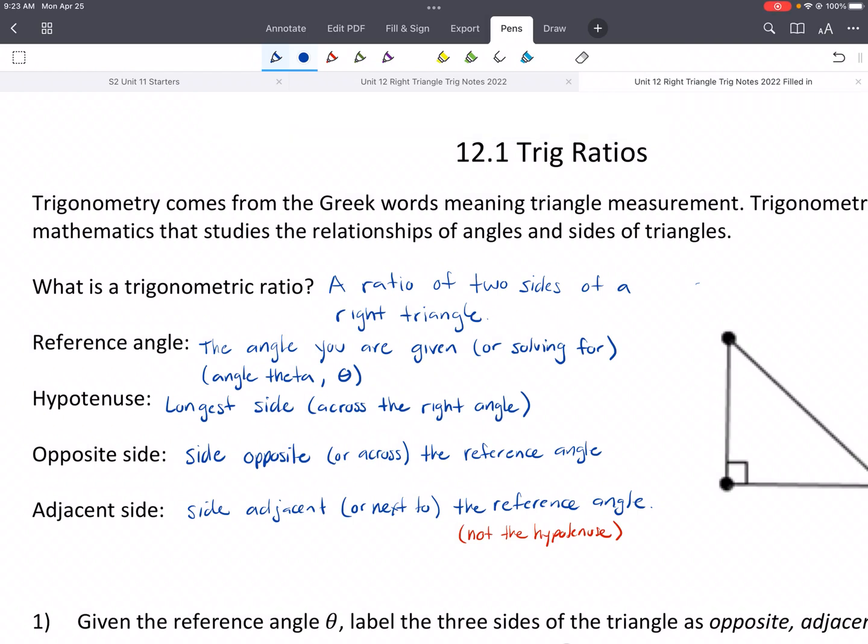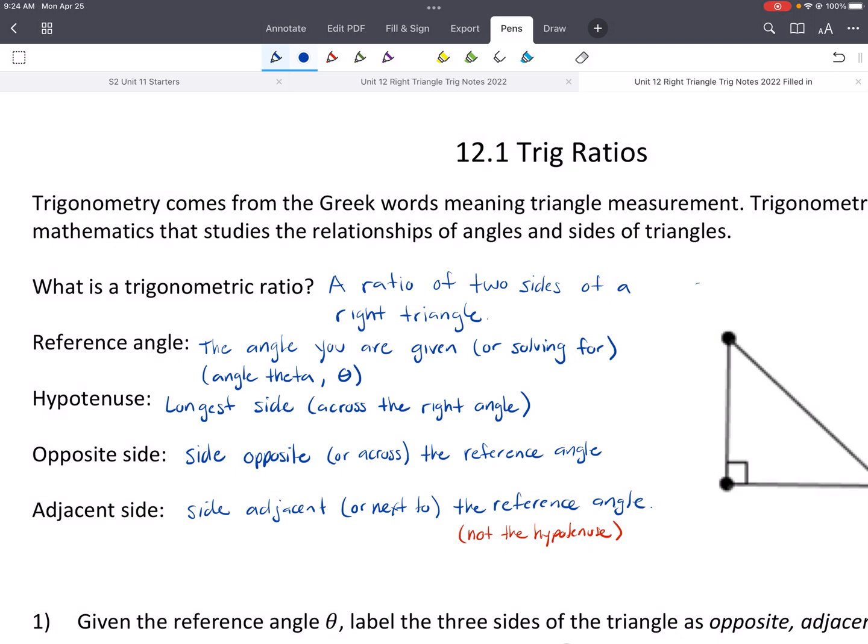All right, hey everybody, this is 12.1 Trig Ratios. So this unit is about trigonometry. And trigonometry comes from the word triangle and metry meaning measure. So we are going to talk about how to measure or find the measures of a triangle. Triangles have angles, they also have sides, and we're going to learn how to find all that information using trigonometry.